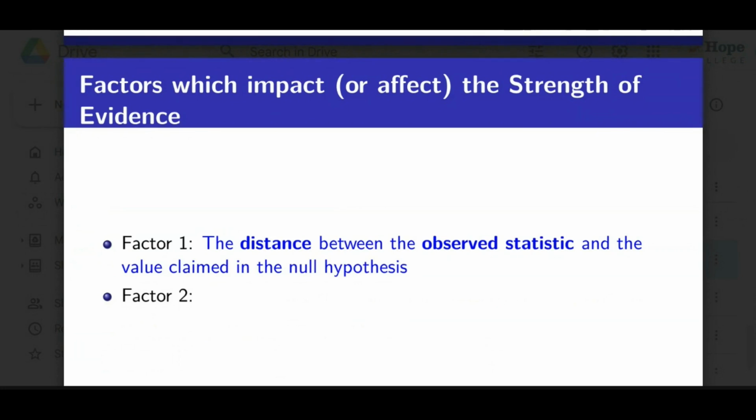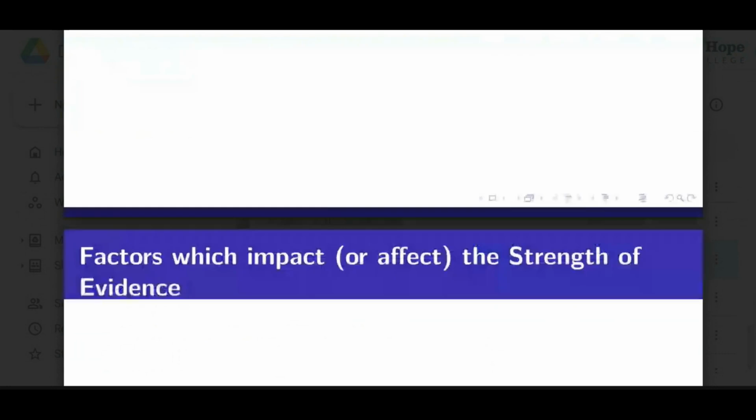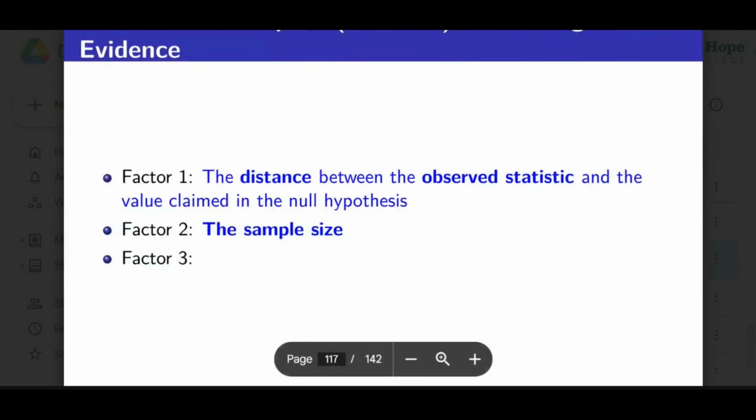The sample size, which translates to what? Yeah, right. The sample size, which translates to that SD thing and all that. All right, we just talked.